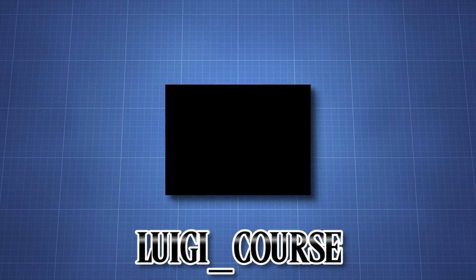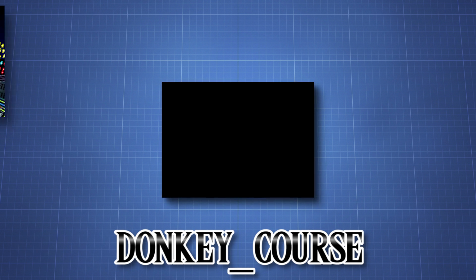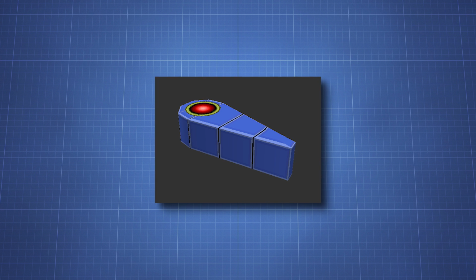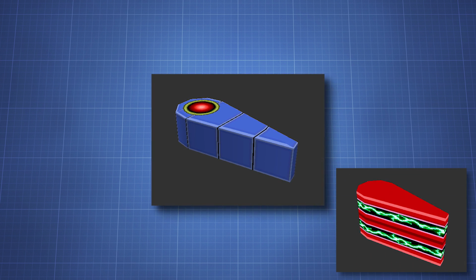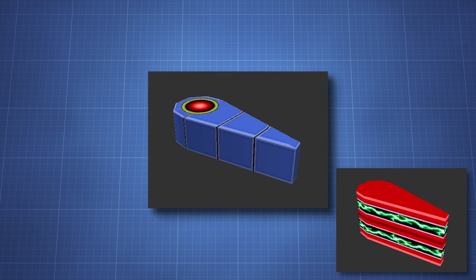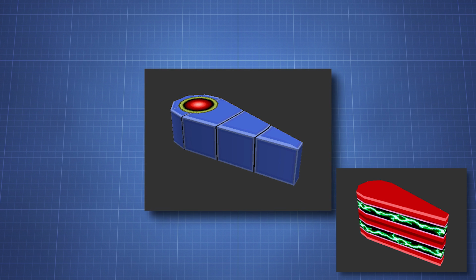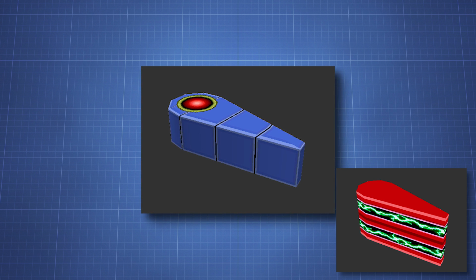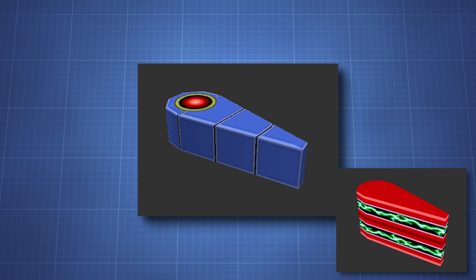Now we will move on to our last segment, which is the objects that they ended up changing or removing. Now, found in the files of Luigi Course and Donkey Course, which ended up becoming Waluigi Pinball, is an early version of the flippers seen in this map. It has a pretty different design, being blue with a red dot on its axis.